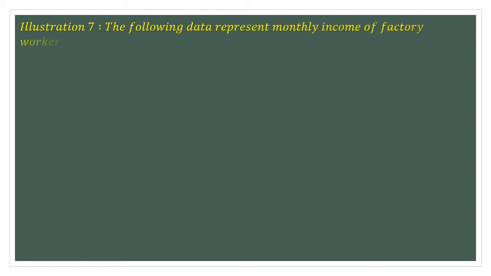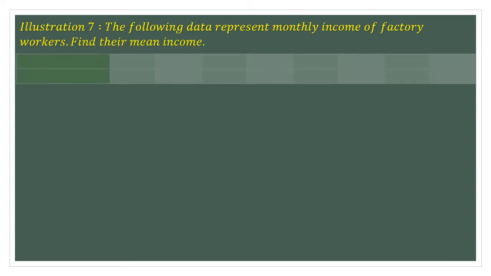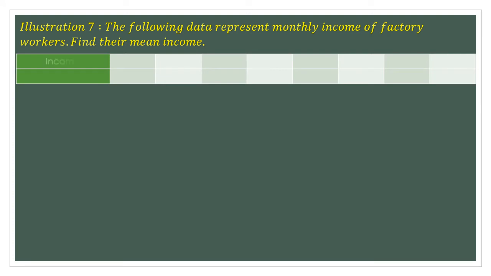I will start with the first one. Illustration 7. The following data represent the monthly income of factory workers. Now we have to find the mean income. The table I have prepared here already shows income and the number of workers. Of course, the number of workers is our frequency. The income is in classes, that is 2000 to 3000, 3000 to 4000, 4000 to 5000, 5000 to 6000, 6000 to 7000, 7000 to 8000, 8000 to 9000.